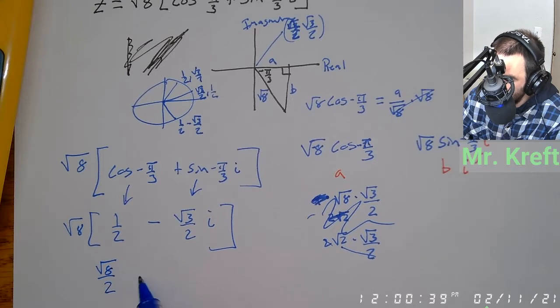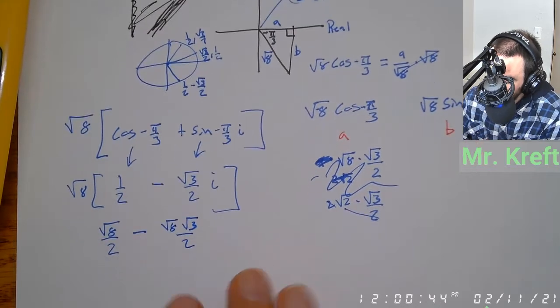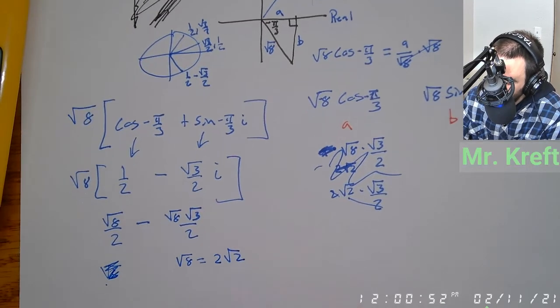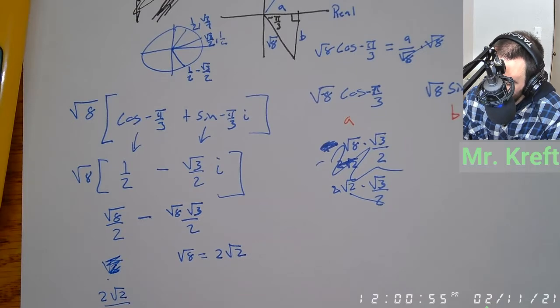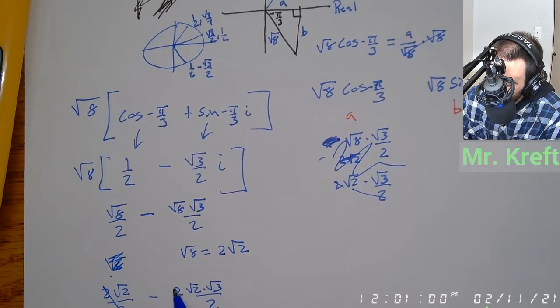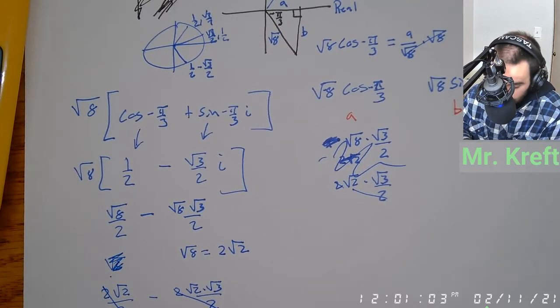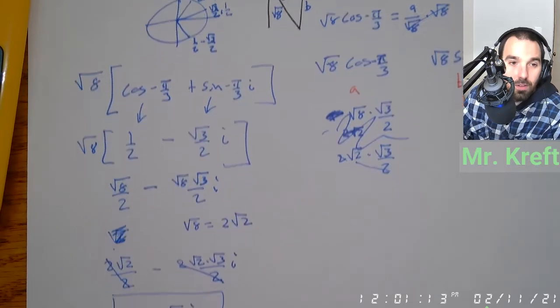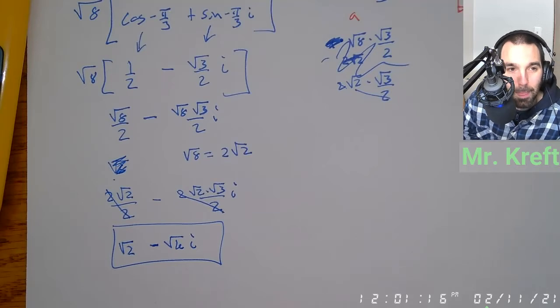Okay. So that's what this is, and then you can multiply by root 8, so I get root 8 over 2 minus root 8 root 3 over 2. Root 8 is the same as 2 root 2, so I get 2 root 2 over 2 minus 2 root 2 times root 3 over 2, so the 2's cancel out. So then I get root 2 minus root 6i. So that's how you do it by hand.